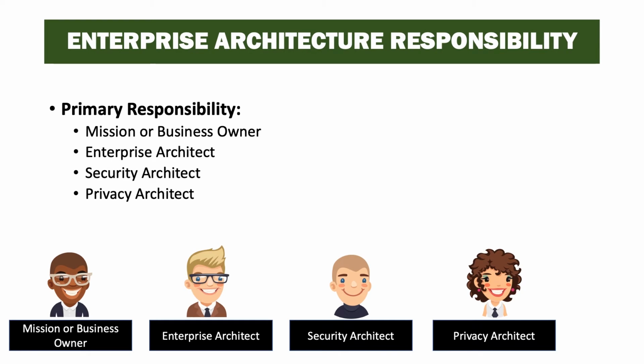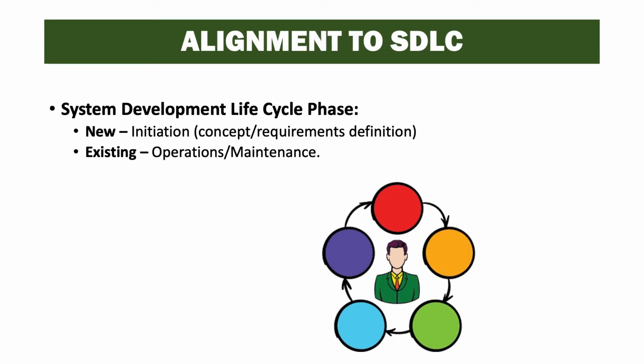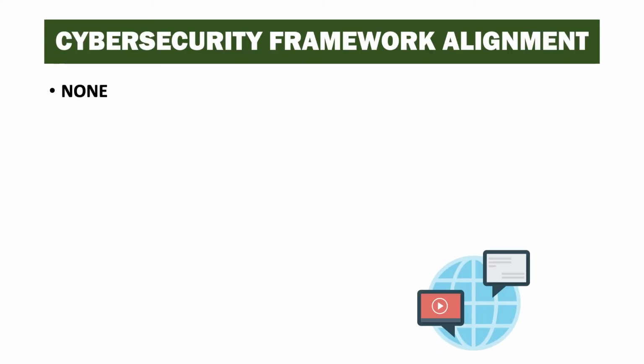Primary responsibility for this task are the mission or business owner, the enterprise architect, the security architect, and the privacy architect, and they're supported by the chief information officer, the authorizing official or authorizing official's designated representative, the senior agency information security officer, the senior agency official for privacy, the system owner, the information owner, or information steward. This aligns to the SDLC lifecycle steps for a new system. It aligns with initiation, concept requirements and definition, and if it's an existing system, it aligns with operations and maintenance. For this task, there is no alignment to the cybersecurity framework.